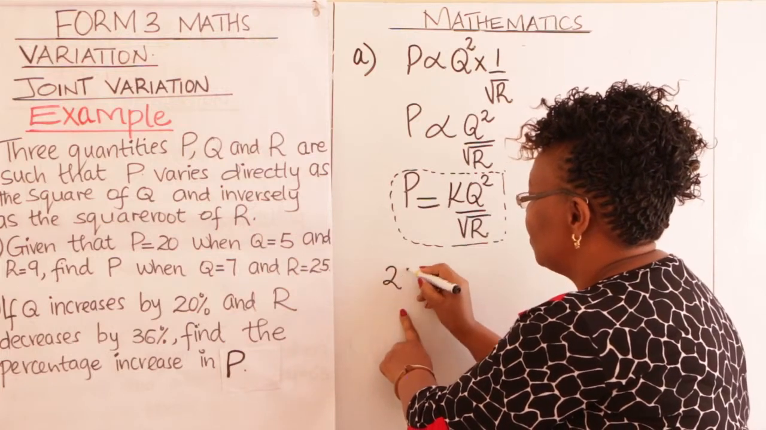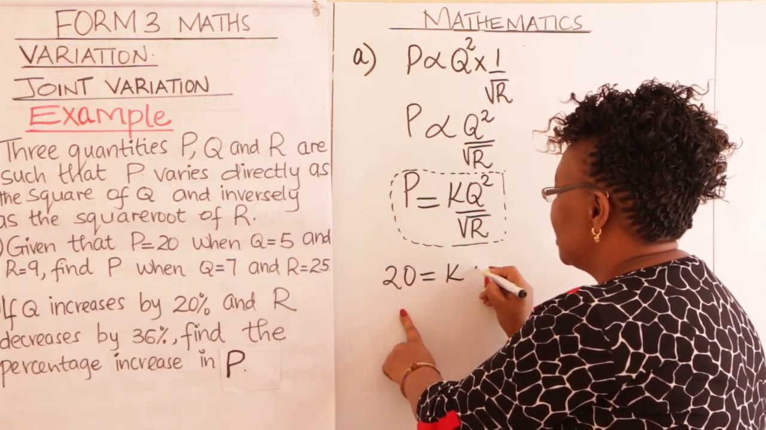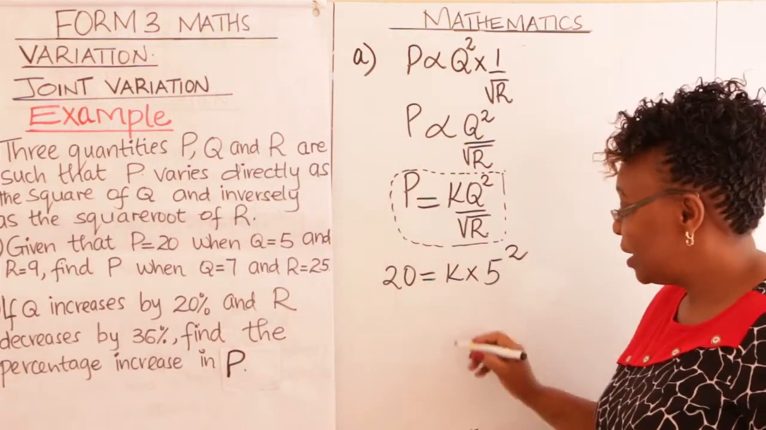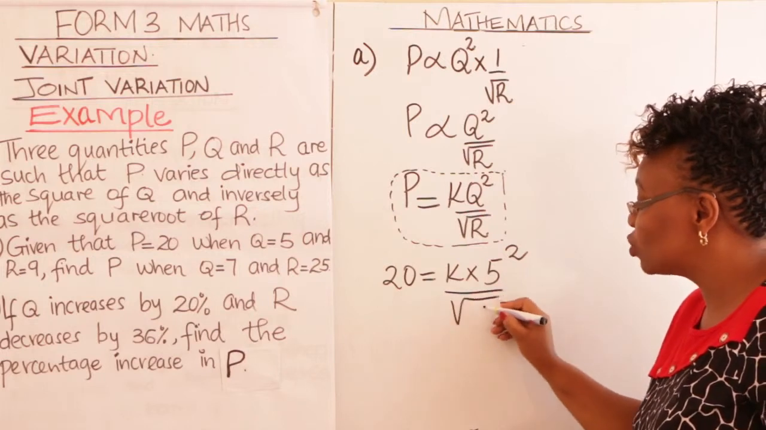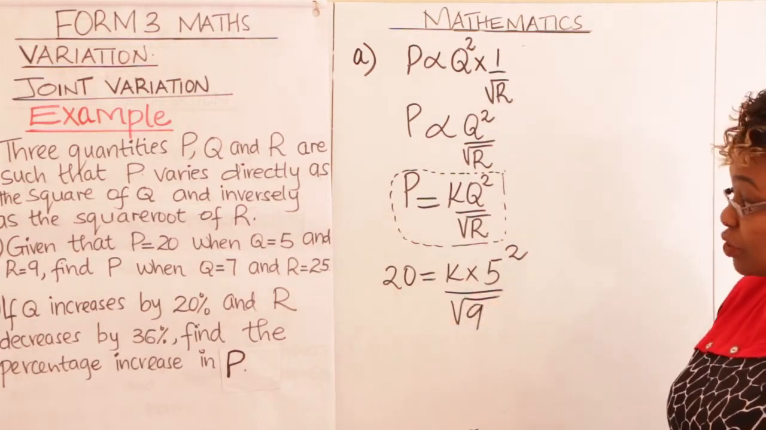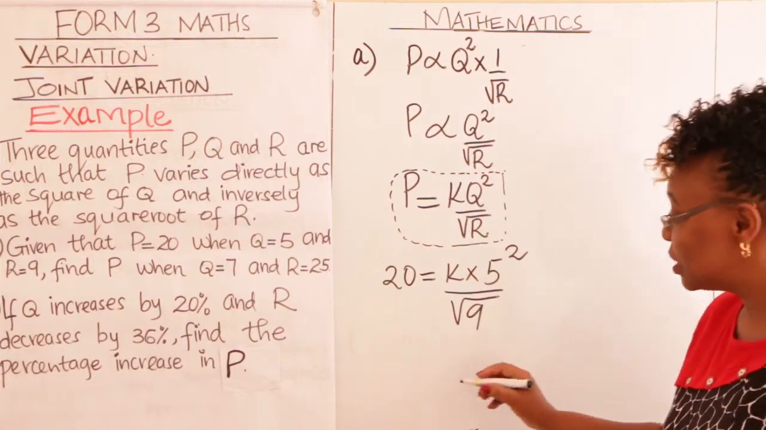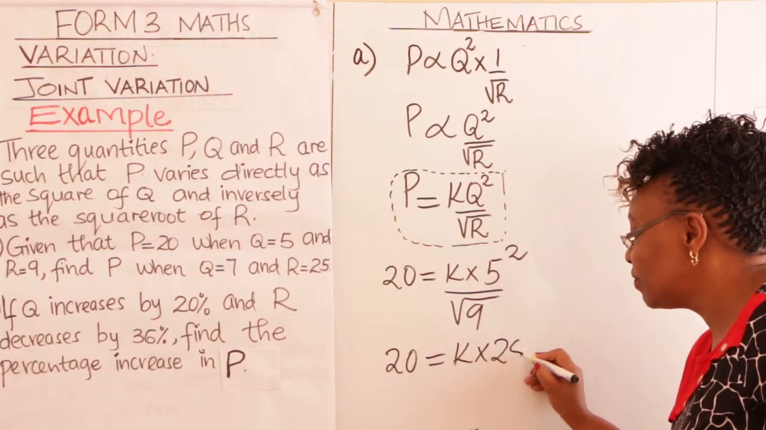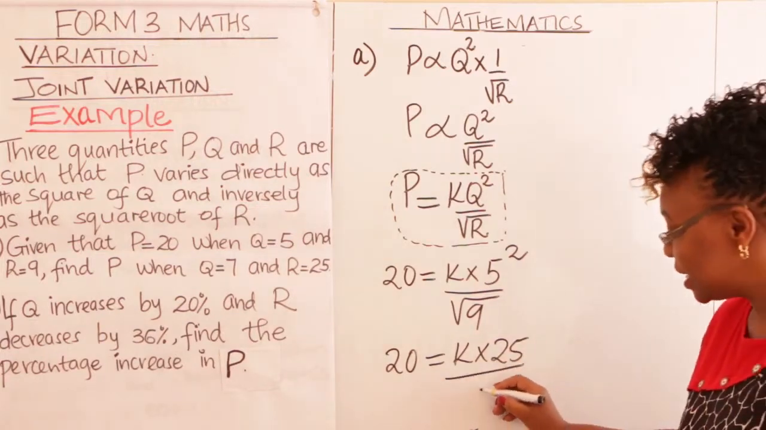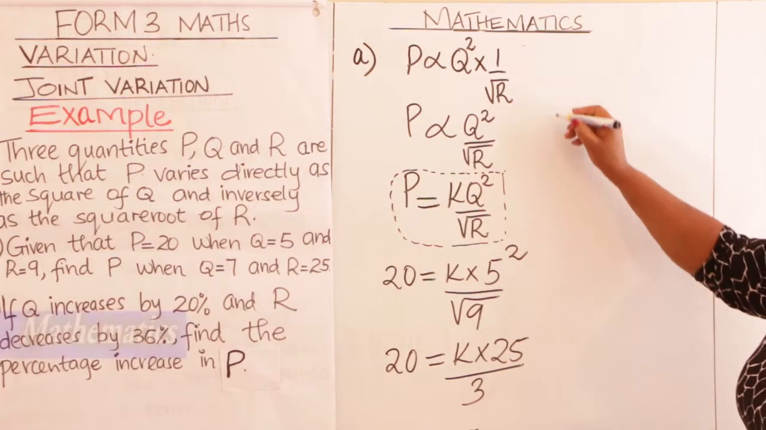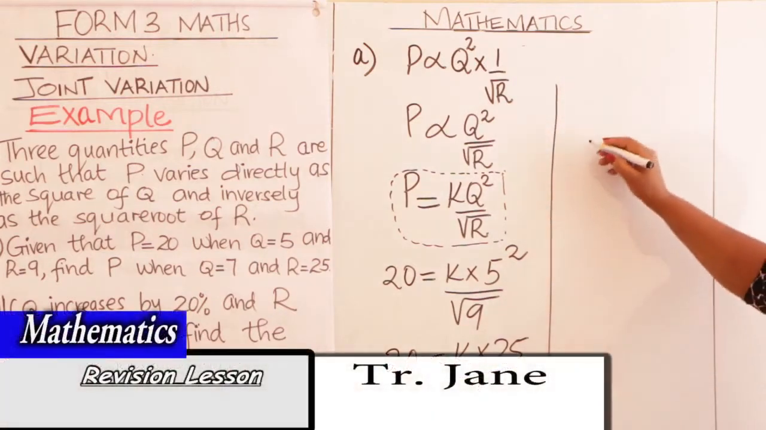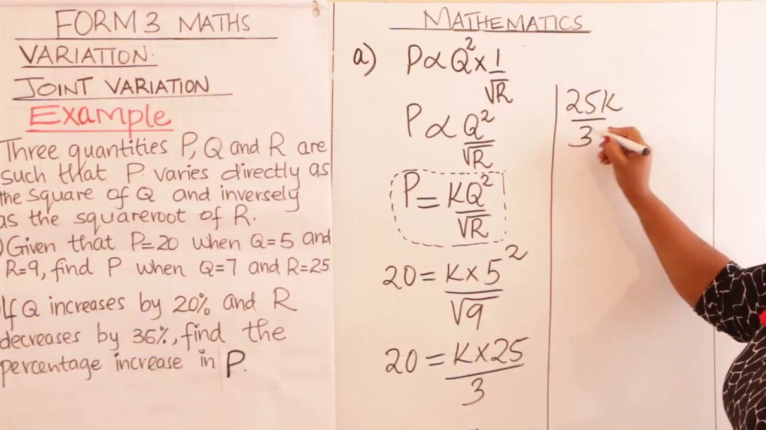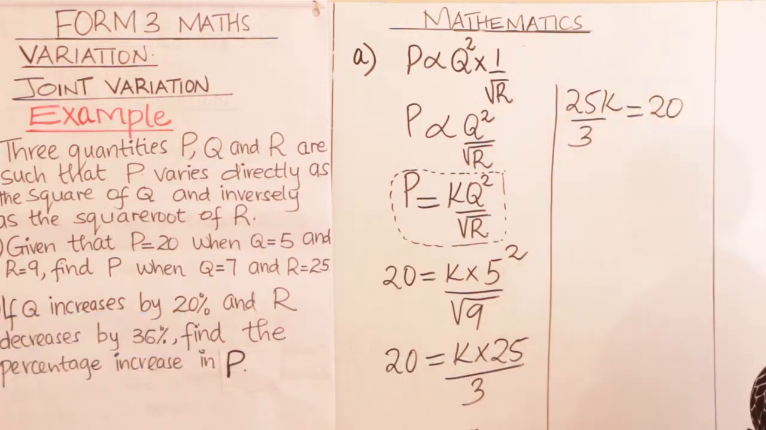P is 20 is equal to K times 5 squared, right? Divided by square root of 9. You have substituted your quantities there. This would give us what? 20 is equal to K times 25. Square root of 9 is 3. And therefore, learner, this gives us what? 25K over 3 is equal to 20.